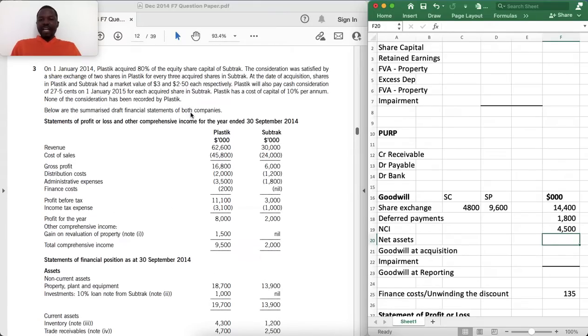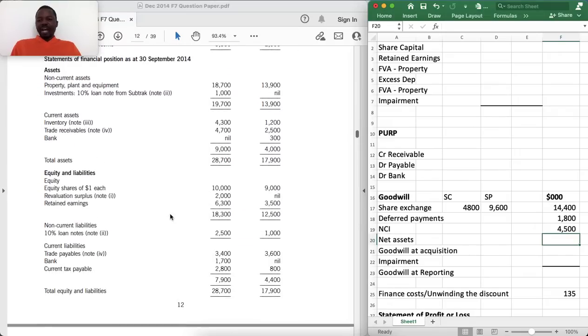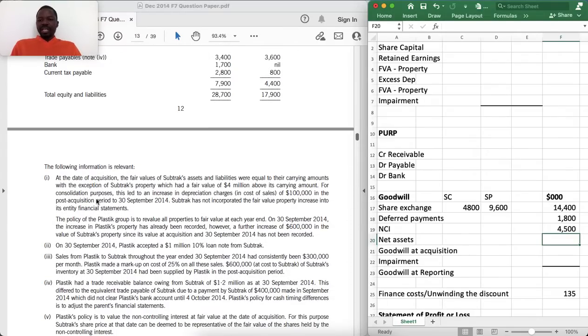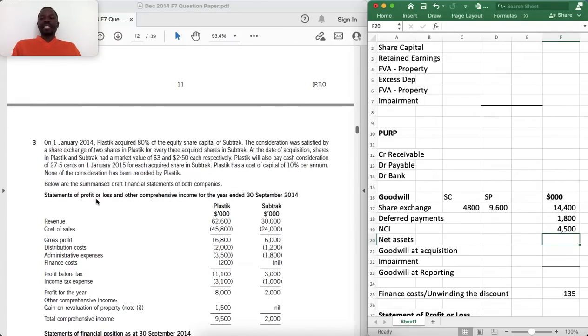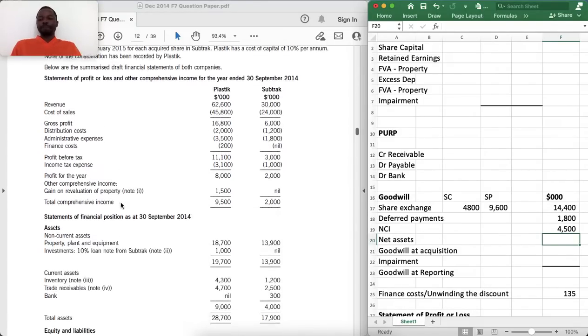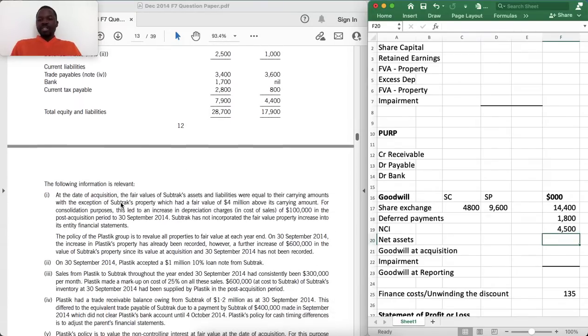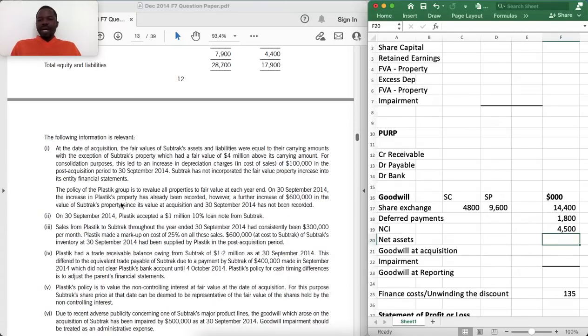Now we are done with that big paragraph. Now let's go to the additional notes. I assume you have got this question paper, the December 2014 question paper, and you have read ahead the question. Now let's go to note number 1, the additional note.